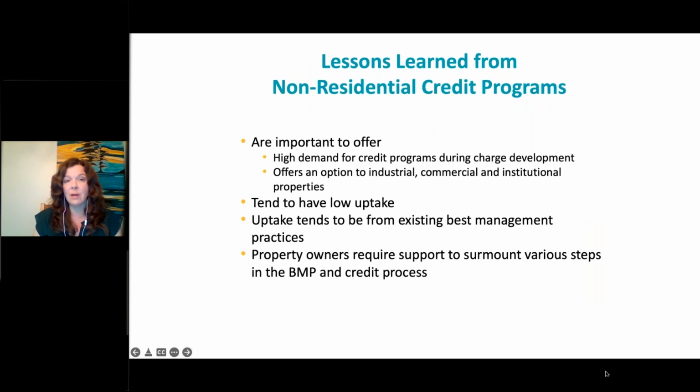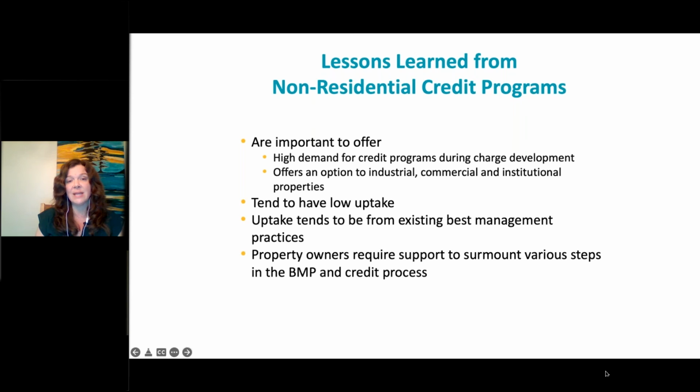So we learned a lot of lessons from the implementation of our credit program. They are very important to offer, again, so that there is at least an option for those properties with the really high stormwater charges to decrease their charge. At the same time, we found, and I know many other Canadian cities have also found this, that sometimes credit programs have relatively low uptake.